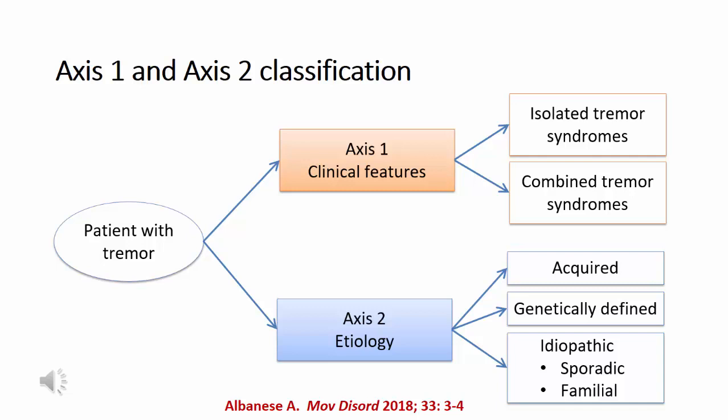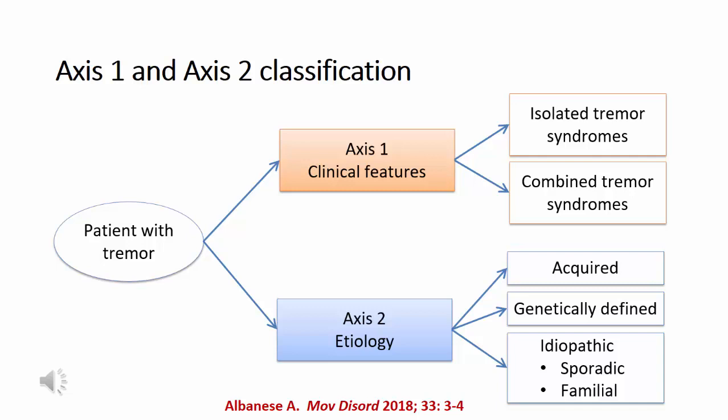Axis 2 etiologies include those that are acquired and those that are genetically determined. Unfortunately, the etiology in most patients is unknown, and this is certainly true for essential tremor. Nevertheless, these idiopathic cases often have historical clues that suggest an inherited disorder, and this is clearly the case for essential tremor.